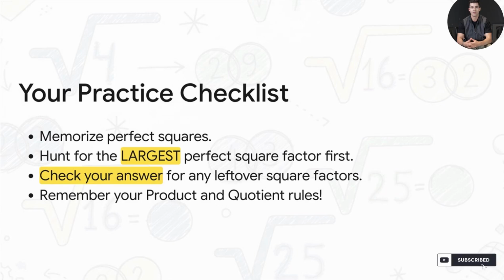So, let's recap everything with one final checklist. 1. Memorize those perfect squares. It's a game changer. 2. Always hunt for the largest factor first. 3. When you think you're done, give your answer a quick double check. Make sure no other squares are still hiding in there. And of course, remember your two fundamental tools, the product and quotient rules.